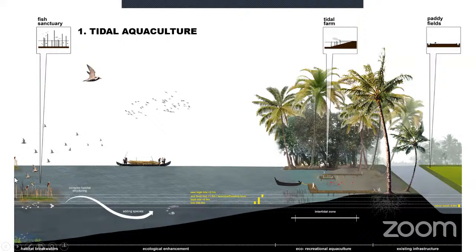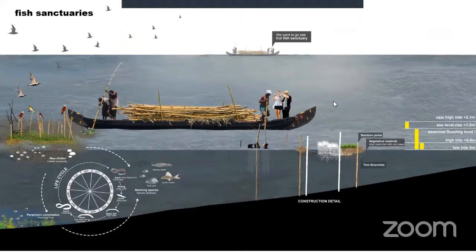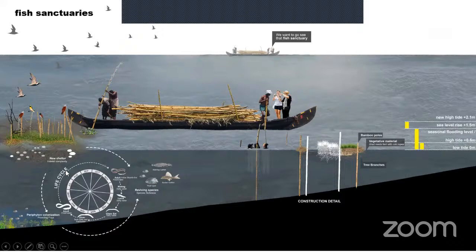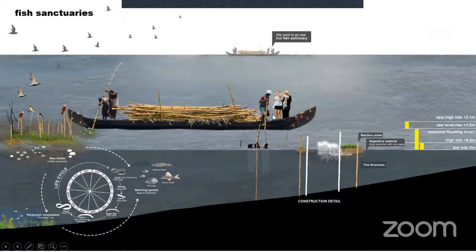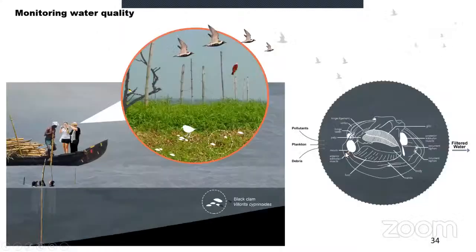And at the same time, you could create fish sanctuaries or habitats for fishes, which would intensify and diversify the aquatic life, which in turn would create more opportunities for aquaculture here. Now, a quick zoom into the fish sanctuaries. This acts as a habitat for fishes and migratory birds. And this is constructed by the people just by locally available materials. And this is what a zoom in view of this fish sanctuary would look like.